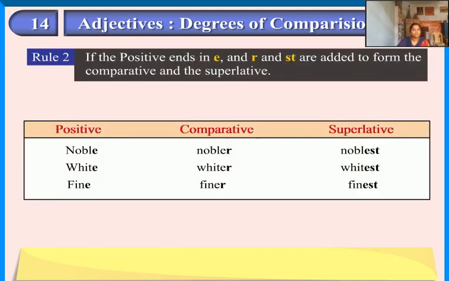Rule 2. If the positive ends in E, R and ST are added to form the comparative and the superlative. Noble, nobler, noblest. White, whiter, whitest. Fine, finer, finest.